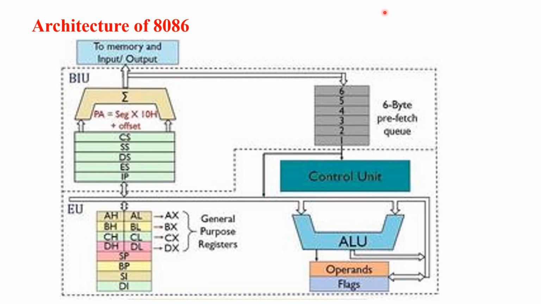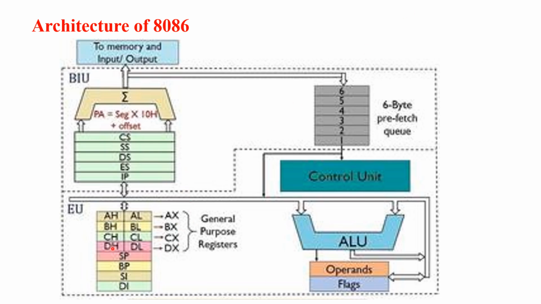Segment registers: these help manage memory, dividing it into sections or segments. Code segment holds the address where the program's instructions are stored. Data segment stores data for the program. Stack segment manages the stack for temporary storage. Extra segment is an additional data segment.